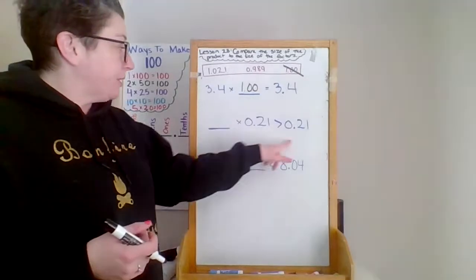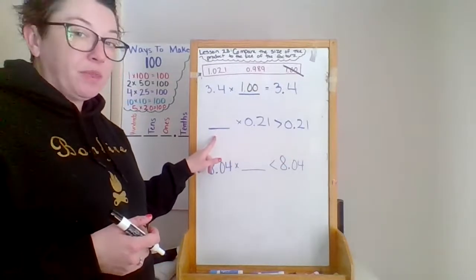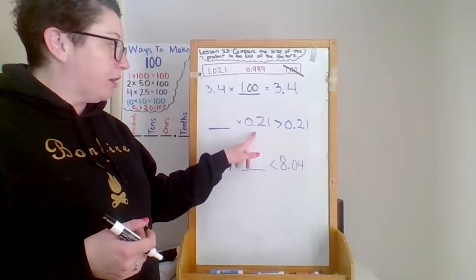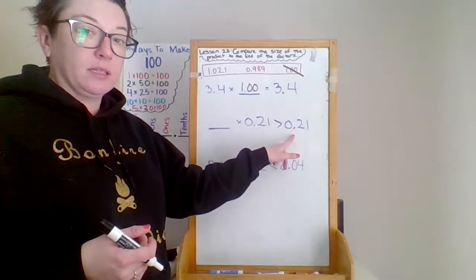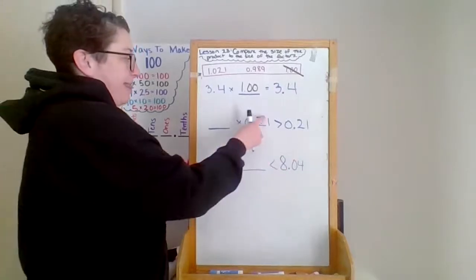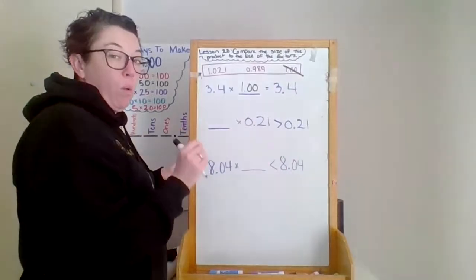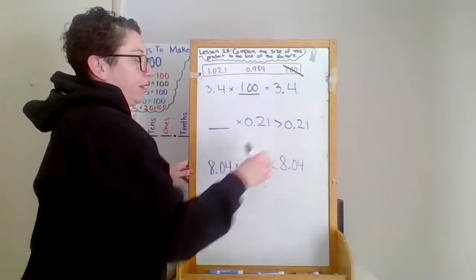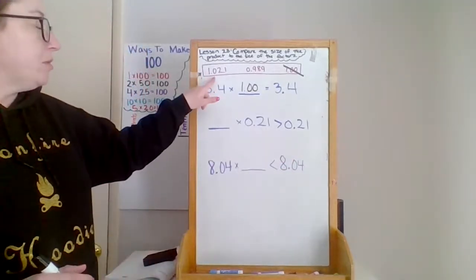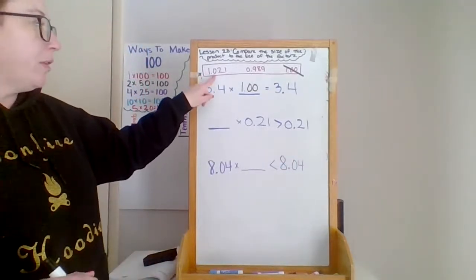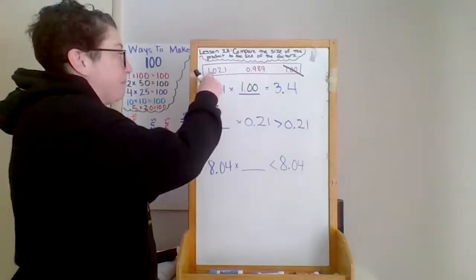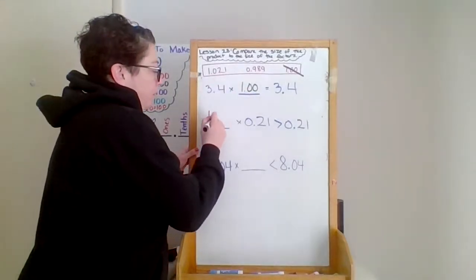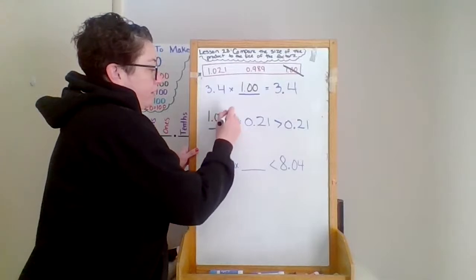So let's look at this number sentence we have right here. Something times 21 hundredths is greater than 21 hundredths. So I want this part to be more than 21 hundredths. So do I want to use the number that's more than 1 or less than 1? Right, I want to use the bigger number. So 1 and 21 thousandths.